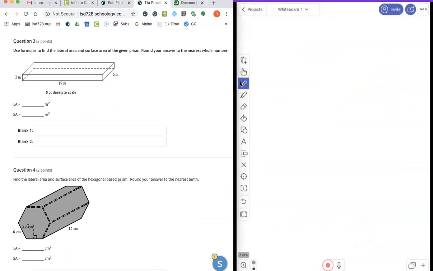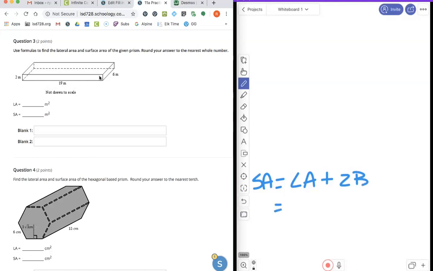Okay, what we have next for number 3 is another prism. This is a rectangular prism. With these, it doesn't really matter what you use as the bases. Most people will use the bottom and the top if it's a rectangular prism, a box. So we could use the 19 and the 6 to figure out B. But since we're still a prism, we're still LA plus 2B. That part's not going to change. So we'll get to that in a bit.